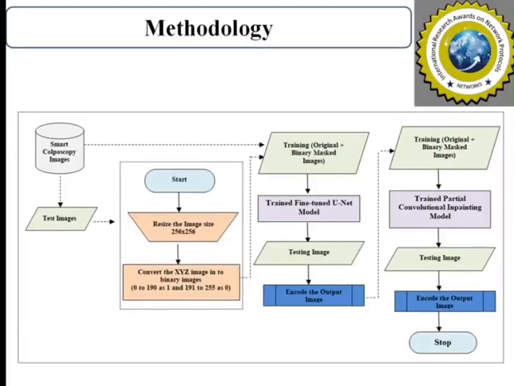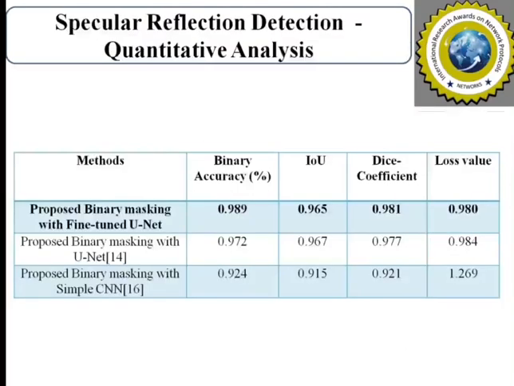Inpainting is the procedure of making the image complete where a region is missing, completing the image using neighboring filling. Here the partial convolution inpainting model is used to fill the missing regions. The output will create the complete image without specular reflection, with the detection evaluated using quantitative analysis.